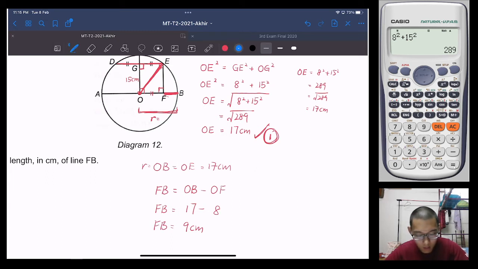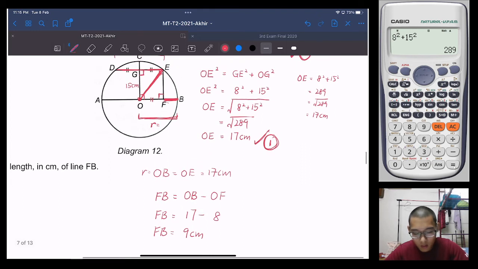So why am I using the red pen now? Very confusing, right? Sorry. Later I will use the blue pen.